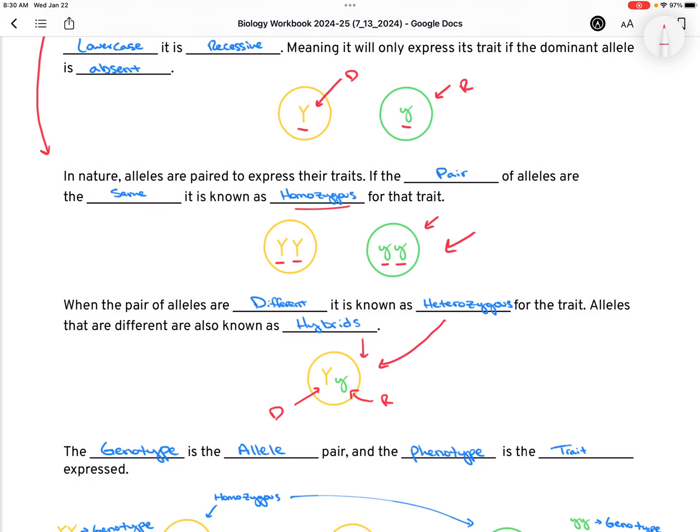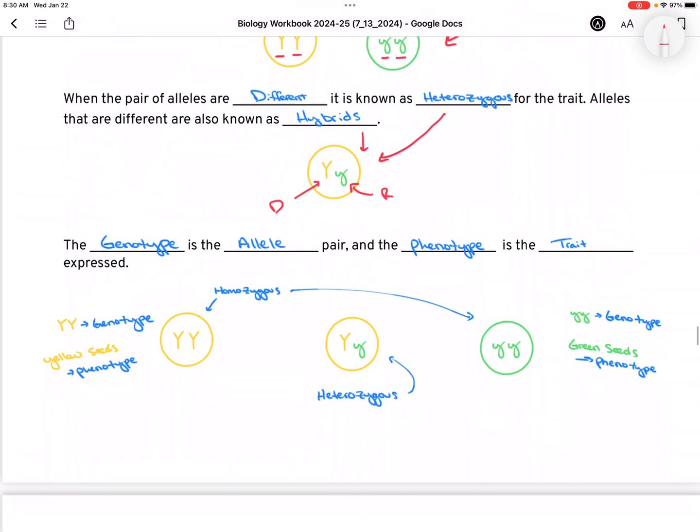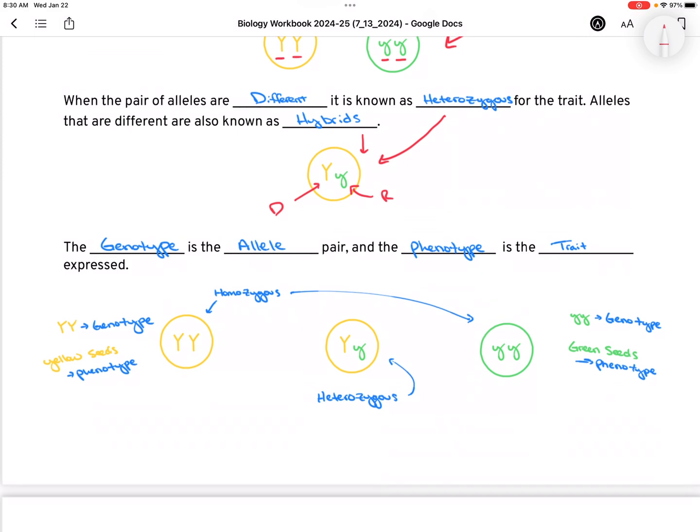As we work our way down, the genotype is the allele pair, and the phenotype is the trait expressed. For example, big Y, little y is our genotype, and our phenotype is the color of the seed. So we have yellow as our color.